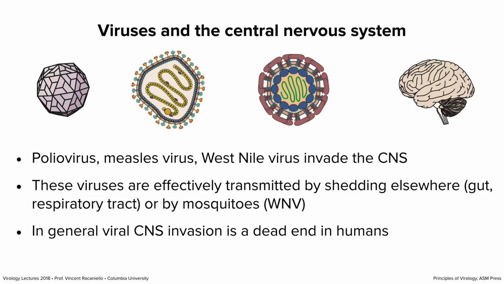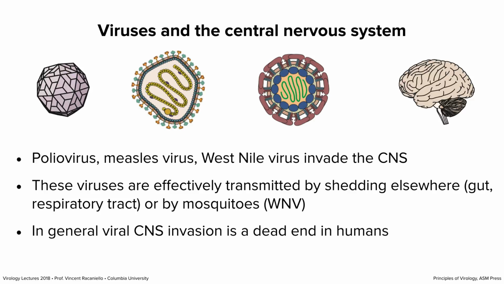Polio is beautifully transmitted from person to person by fecal spread, by fecal contamination. Getting into the CNS has no relevance to the overall biology of the virus. So the question is, why do these viruses invade the CNS? It's an accident. I think the receptors that the viruses bind to on peripheral cells happen to be also in the CNS, so that's one possibility.